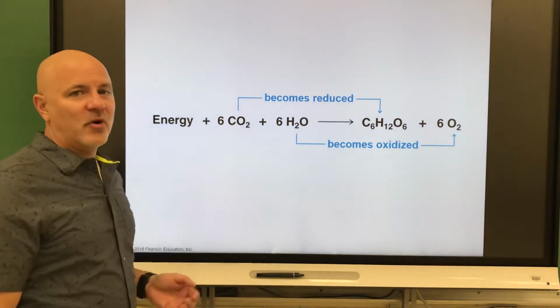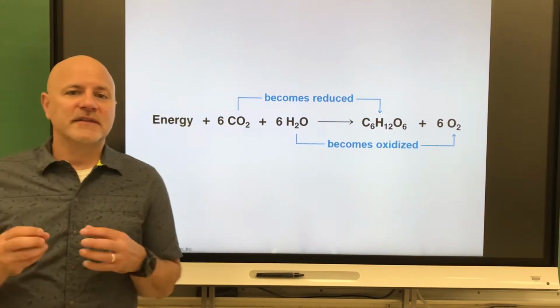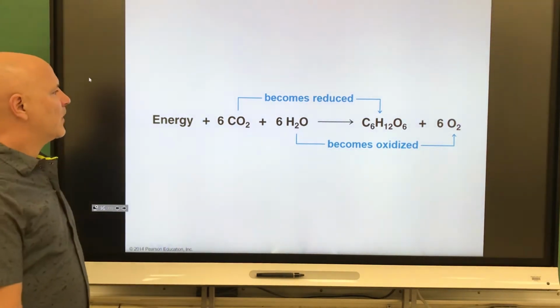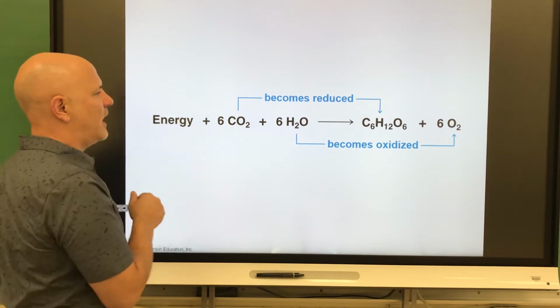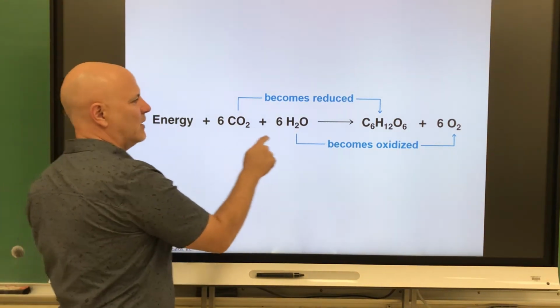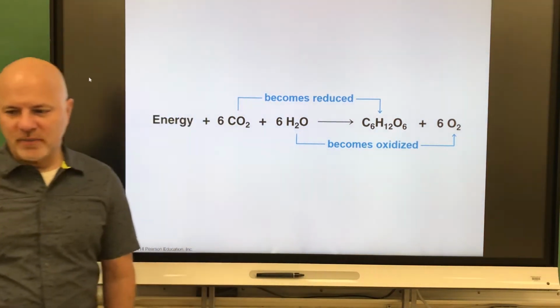This is an overall chemical reaction that occurs in photosynthesis. Now, once again, this is not a one-step process. We're going to go through that here later on. But what we're going to do is take 6 molecules of carbon dioxide with 6 molecules of water, light energy, we're going to make a glucose molecule, and then 6 oxygen molecules.